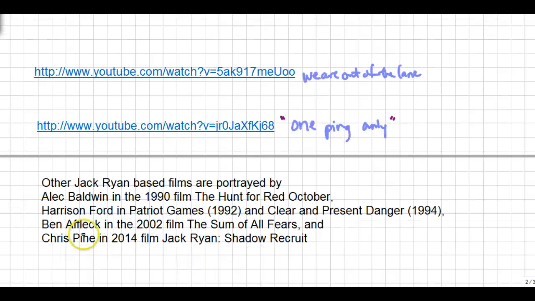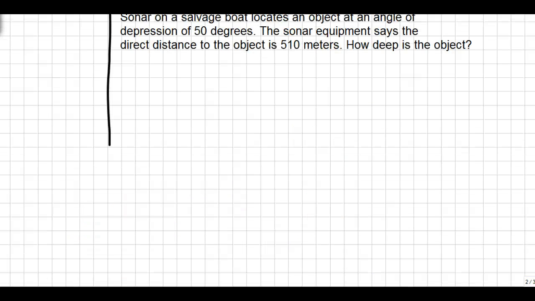Information about the movie real quickly, since I've got it here. The Hunt for Red October was the first Jack Ryan movie starring Alec Baldwin as the character Jack Ryan. There have been other films related to that character. Most recently, Chris Pine played Jack Ryan in the summer of 2014 in Jack Ryan: Shadow Recruit. So there have been other movies like The Hunt for Red October about that same character. If students are interested, they can go ahead and check those out.